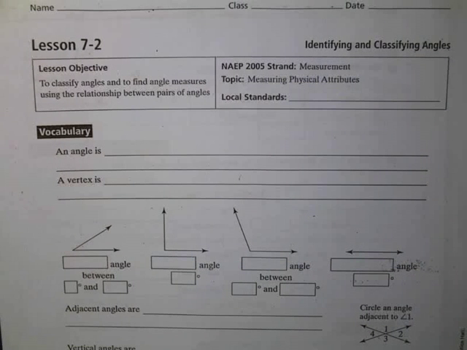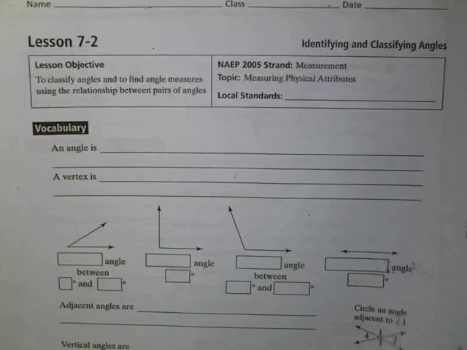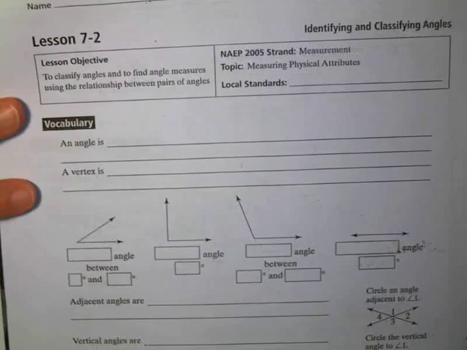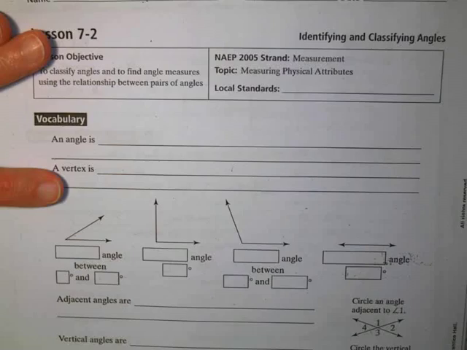This is Course 2, Lesson 7-2. We are looking at identifying and classifying angles. So our objective is to classify angles and to find angle measures using the relationship between pairs of angles. Okay, so here we go. Again, we have a lot of vocab and definitions that we need to know in this section.